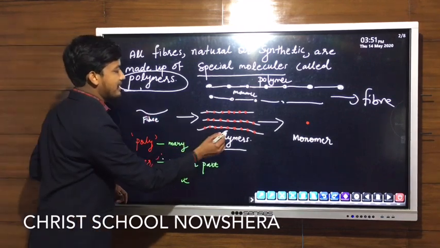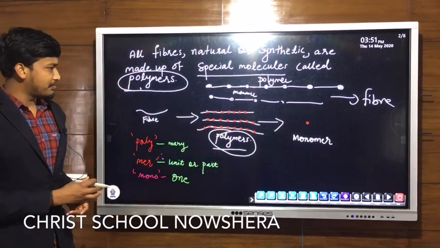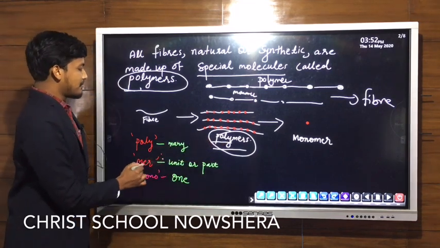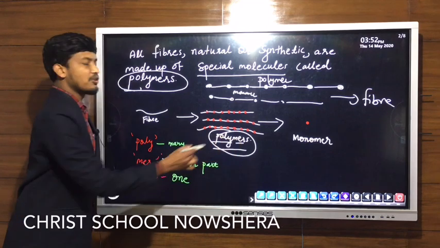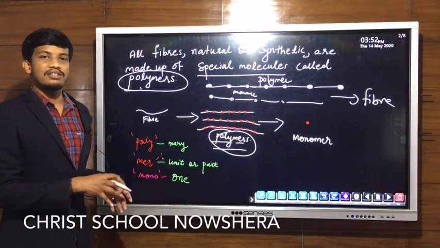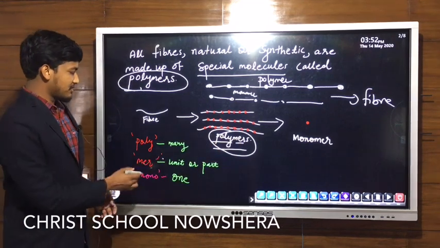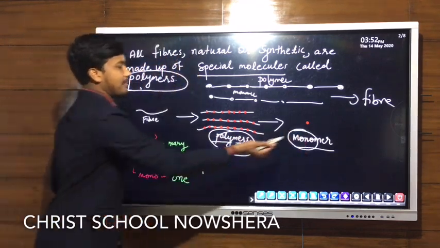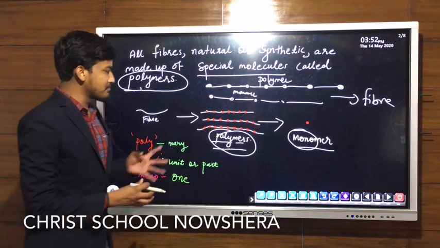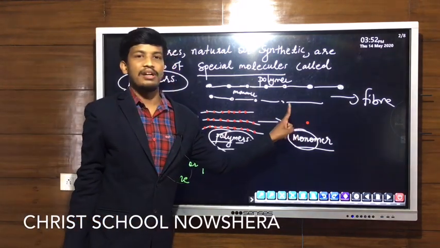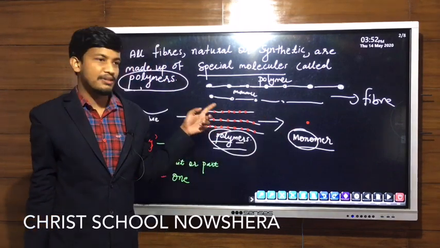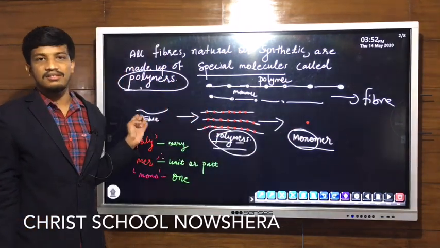And when we discuss the meaning, polymer is a Greek word. Poly means many. Mer means unit or parts. That is, polymer is a group of many units. Then monomer: mono means one, and mer means part or unit. That is, in a monomer there will be only one part. Combination of monomers is called polymer. Then combination of polymers is called fiber.